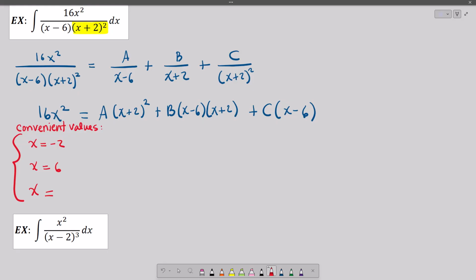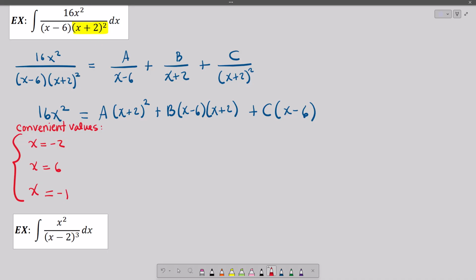We can pick anything, but we want to pick something that helps us, reduces the algebra. So we want to pick something probably close to 0. We could pick 1 or -1. -1 would make this turn into a 1, which is an easy number. We could even pick 0. If we pick 0, this side would become 0. Doesn't matter. Any number whatsoever will work. I'm going to pick -1.